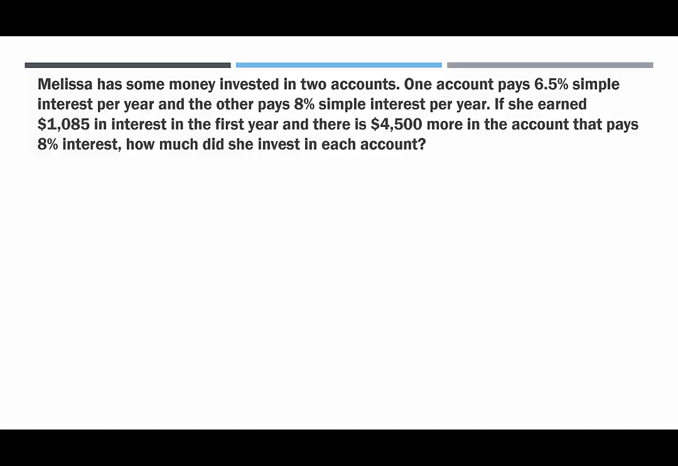Melissa has some money invested in two accounts. One account pays 6.5% simple interest per year, and the other pays 8% simple interest per year. If she earned $1,085 in interest in the first year, and there's $4,500 more in the account that pays 8% interest, how much did she invest in each account?